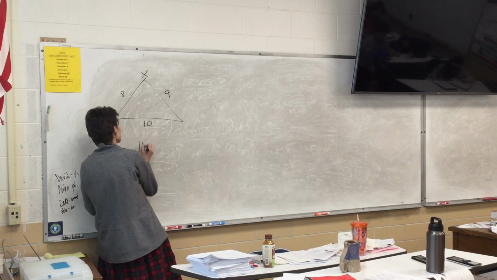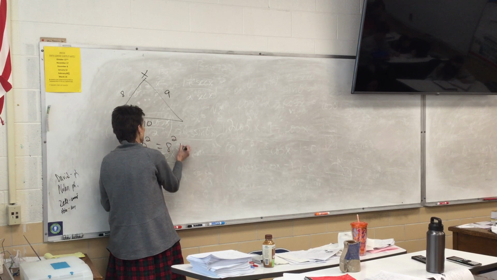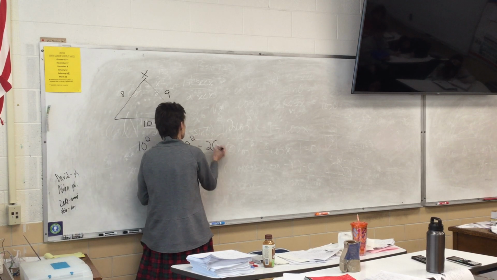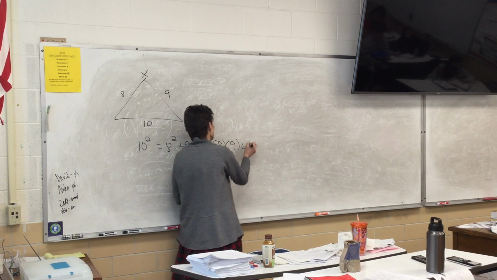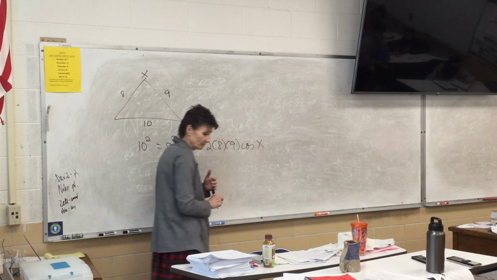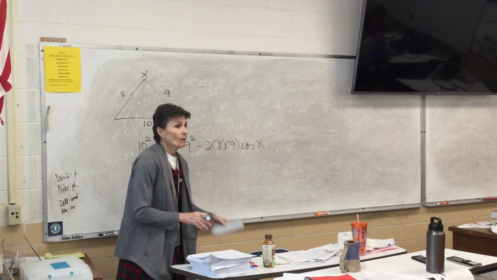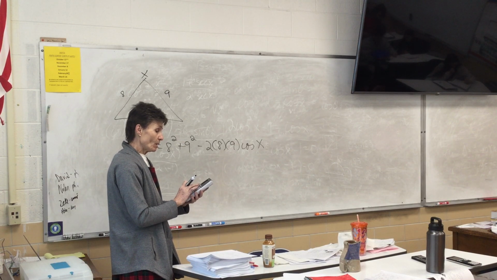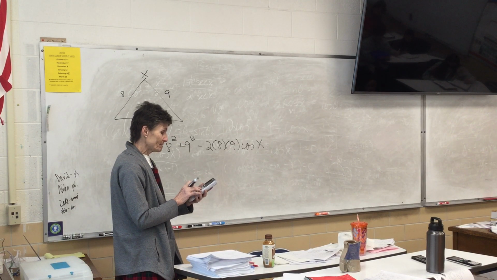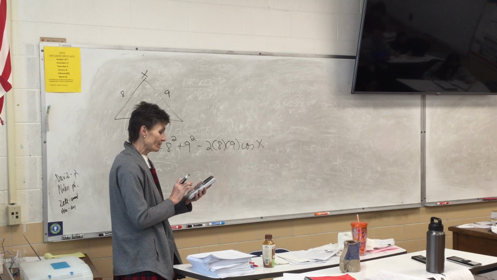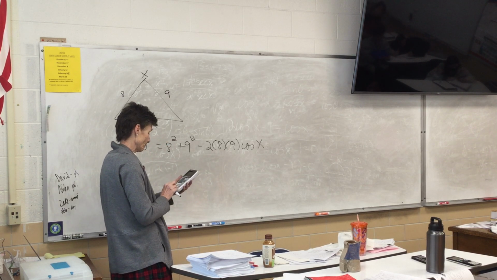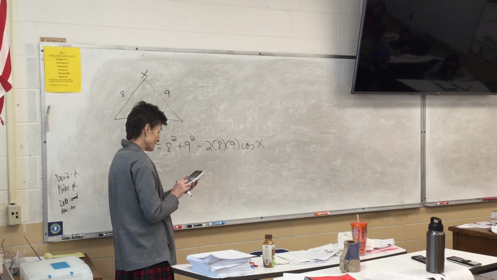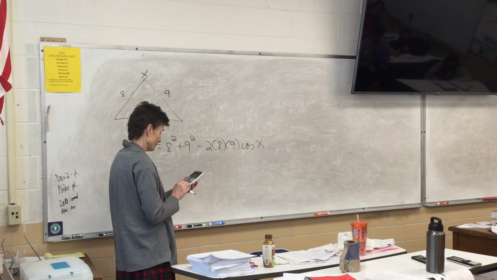So, 10 squared equals 8 squared plus 9 squared minus 2 times 8 times 9 cosine x. Is that okay with everyone? Now, we have to be in radian mode just because that's what the problem says. There's nothing special about it. That's just what it says. So let's see if we can type this in correctly.